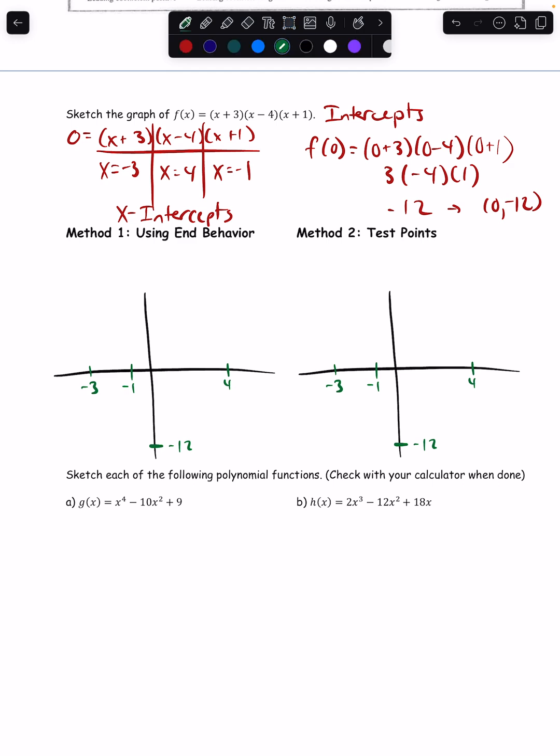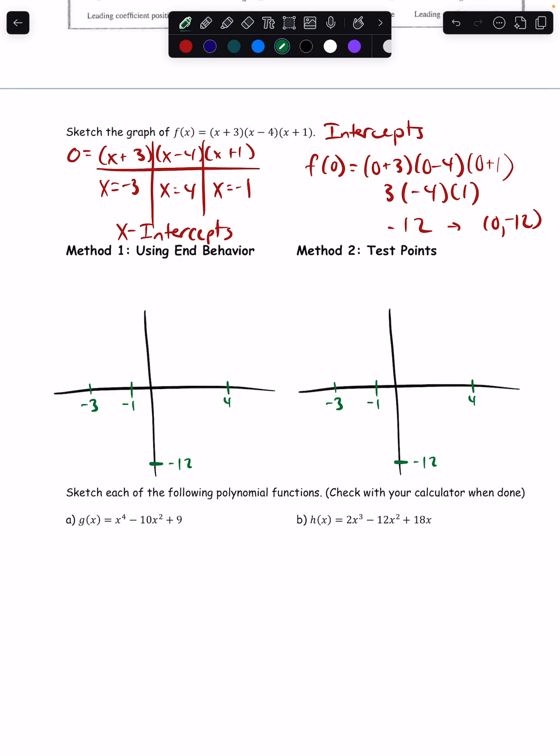So if we look at our function, if you want to multiply it out to put it in standard form, go right ahead. But what degree do we have? Well, we have x times x times x, so that is going to be degree 3. And the lead coefficient would be x to the third after we multiply it all out. That has a positive lead coefficient, so our graph is going to look something like this.